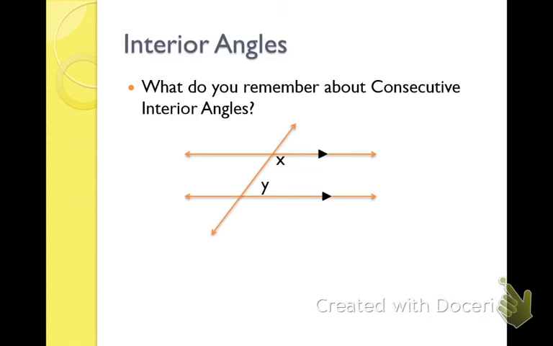What do you remember about consecutive interior angles? CIA, remember what the consecutive interior angles are? They're not congruent, but what are they? Anybody remember? Abby? They equal 180. Good, yes. When you add them together, they equal 180. X plus y equals 180.